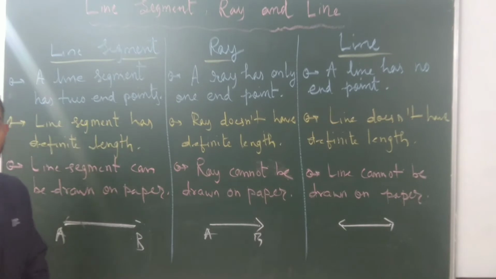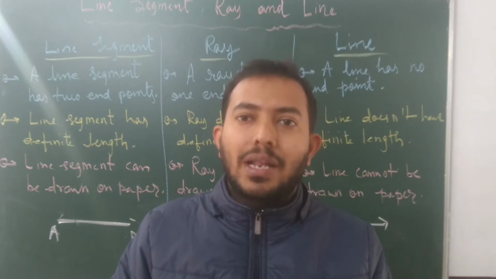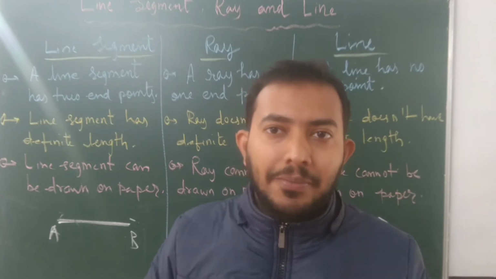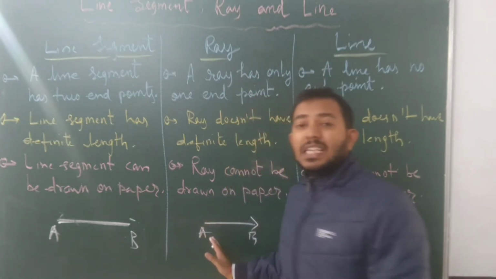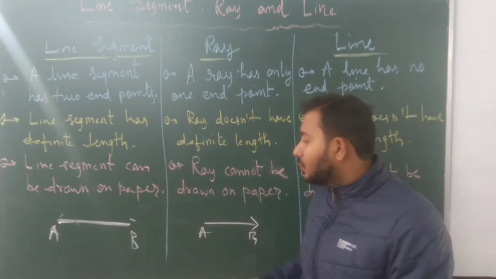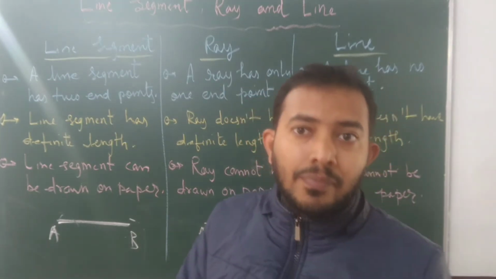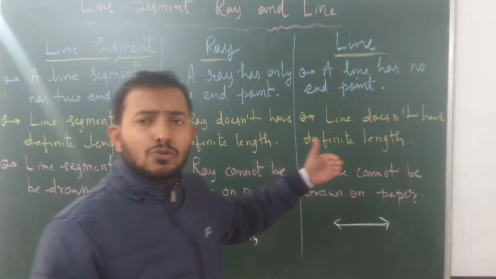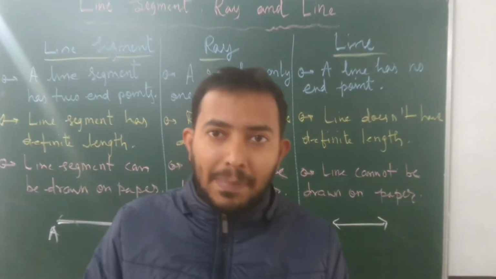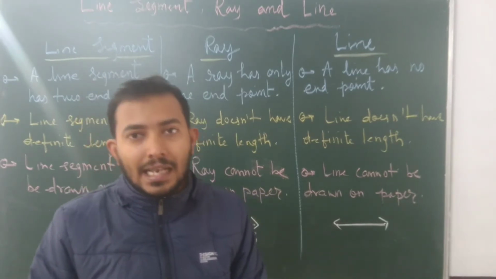So, second one, if you have two end points, that means you can measure it. You can measure it by a scale or any ruler or measuring tape, anything. But you can measure it. If it will extend indefinitely, which will never stop, how can you measure it? That means we cannot measure it. That means we do not have a definite length. And in a line also, that means a line also cannot be measured. That means a line does not have a definite length.